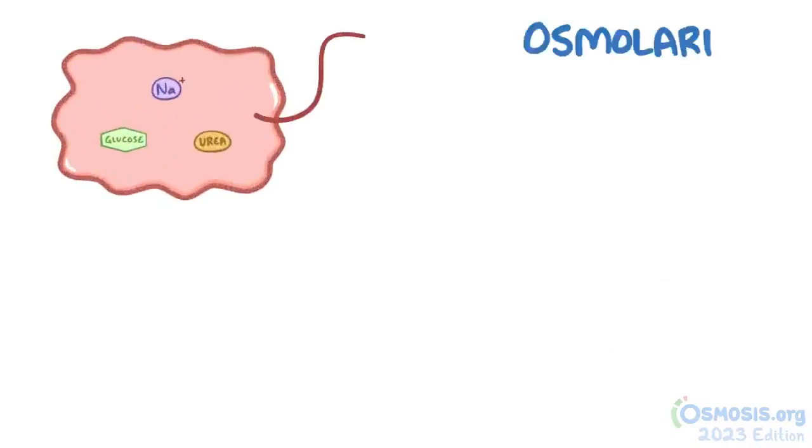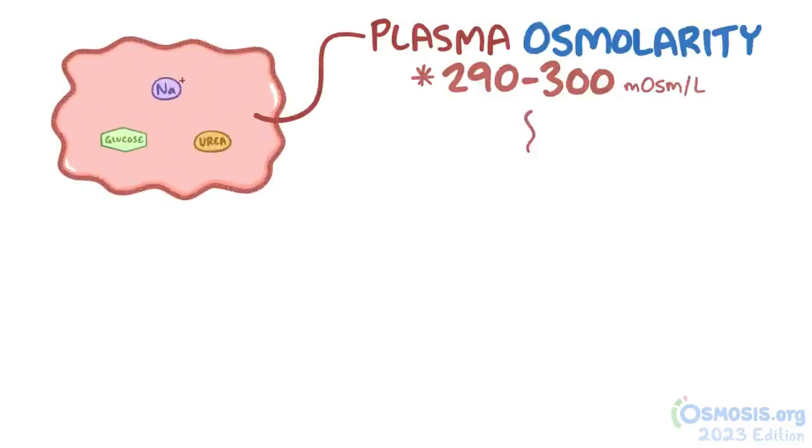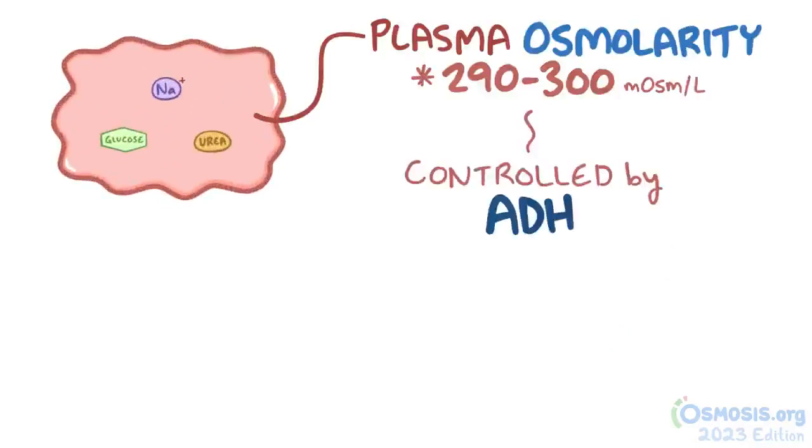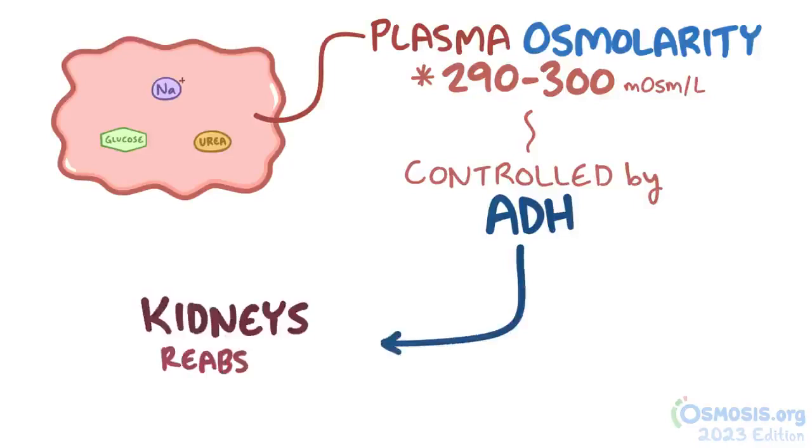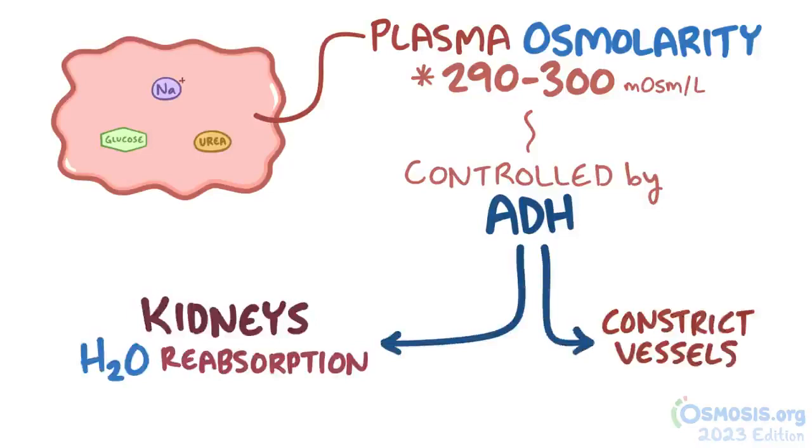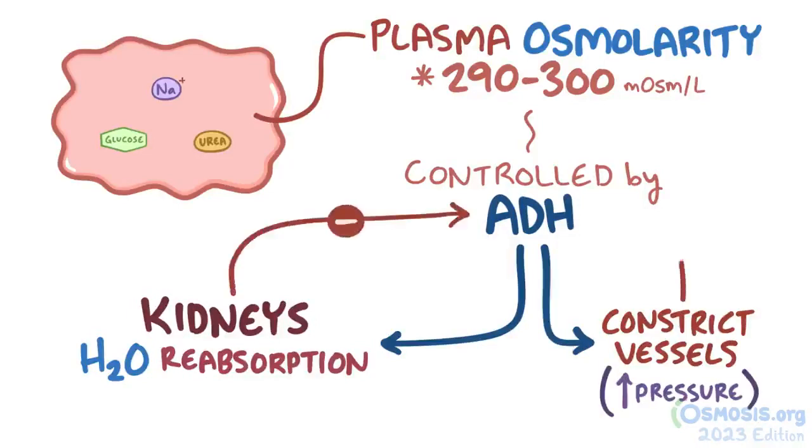Alright, as a quick recap. Osmolarity of blood plasma in the body is normally kept around 290 to 300 milliosmoles per liter, and is tightly controlled by ADH. With ADH secretion, the kidney increases reabsorption of water back into the circulation and causes vasoconstriction to bring up the blood pressure. Both pathways are controlled by negative feedback loops which inhibit further secretion of antidiuretic hormone.